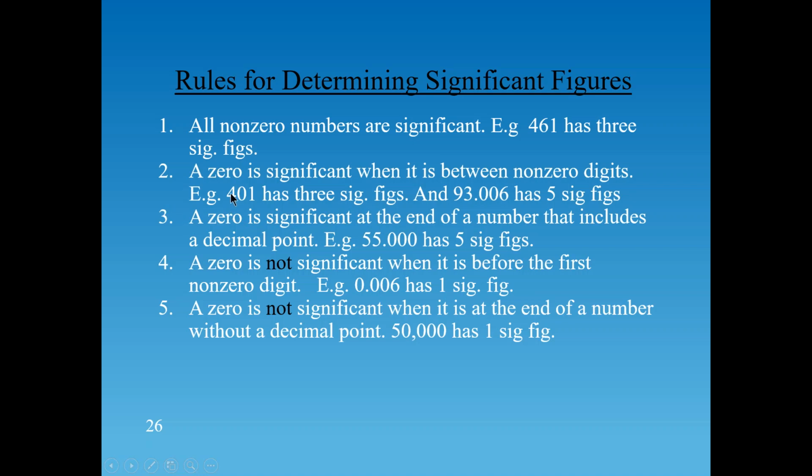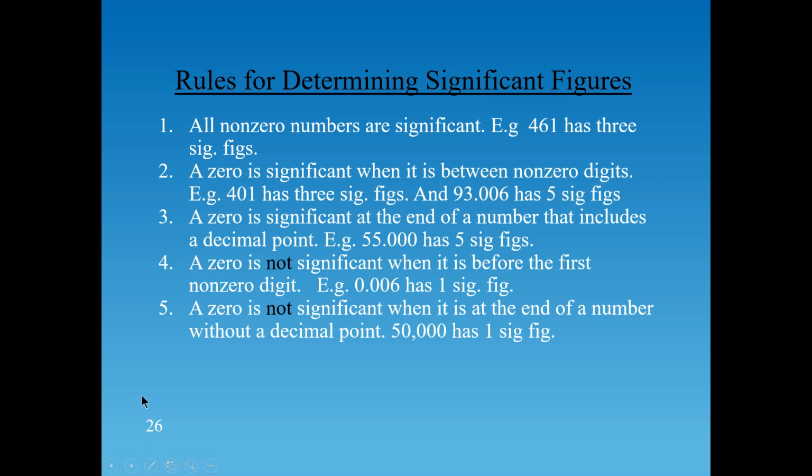So for example, 401, the zero here between the 4 and the 1 would be significant. So therefore this has 3 significant figures. And then in this case, even though you have a decimal point here, the fact that you have 2 zeros here sandwiched between the 3 and the 6 makes those zeros significant. So therefore the total number of significant figures here would be 5.